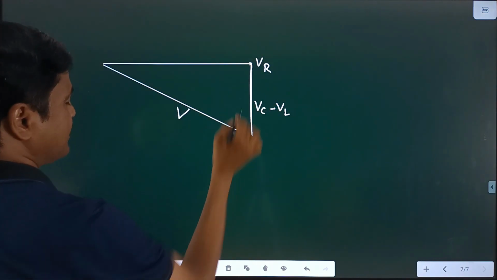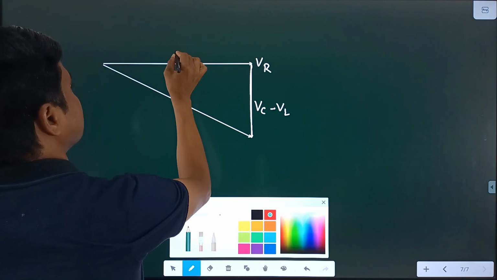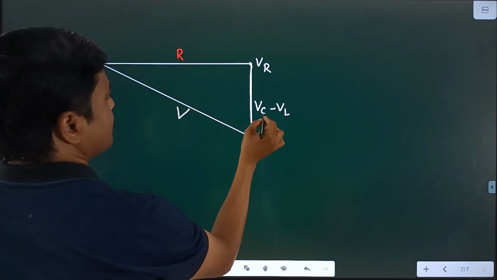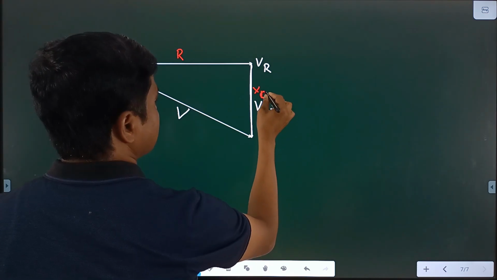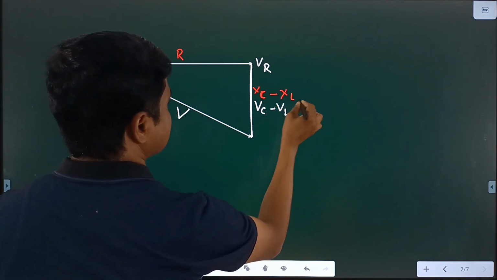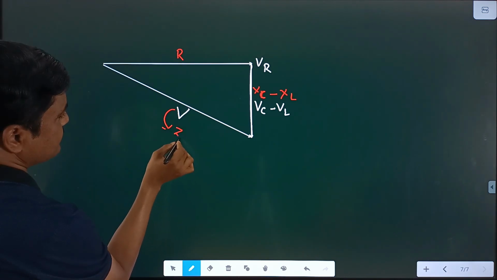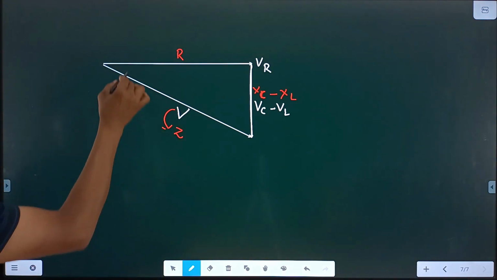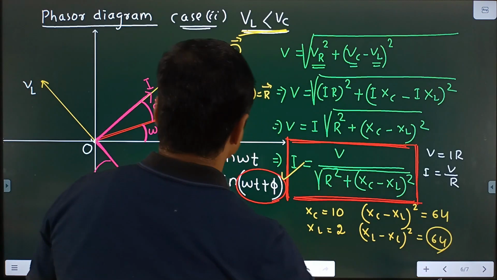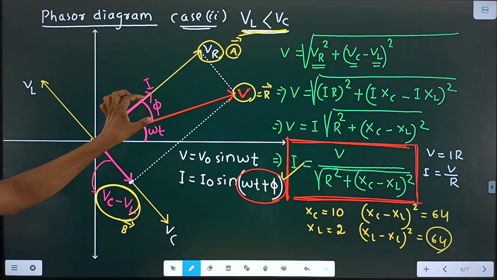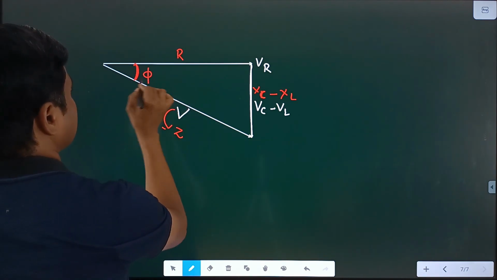Clear? So in place of VR, that is in the resistor circuit, we write simply R. VC minus VL, we write that is XC minus XL. V means we write that is the impedance Z. Clear? And this is the angle. You know this angle, here also we write that is the phi. This angle is phi.